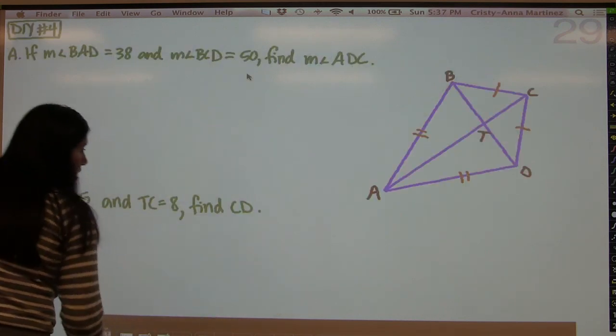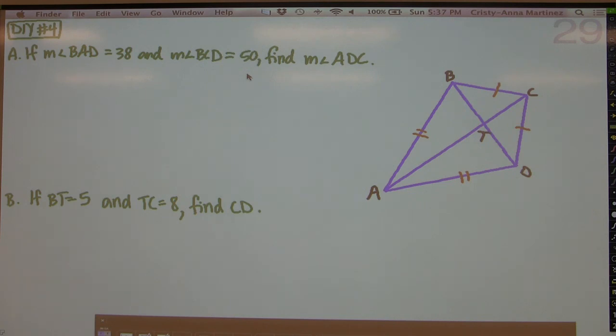So now, I want you to try this little guy, do it yourself, number 4. And once you have completed this example, then you will have completed your notes for this lesson, and I will see you in class, and thank you for watching.